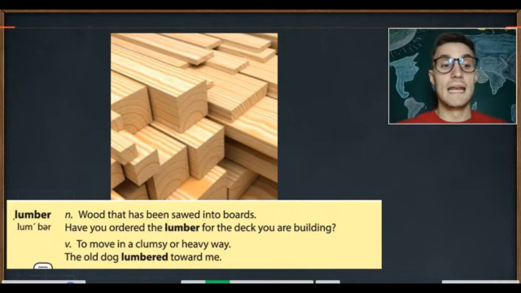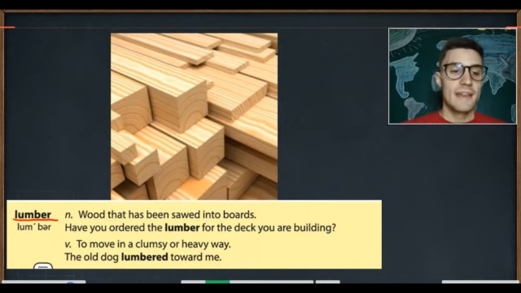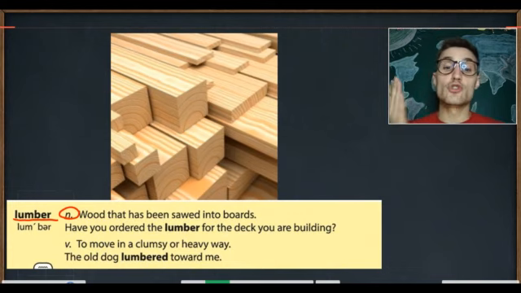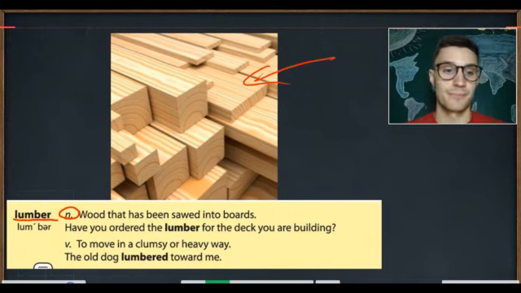Next, it's lumber. Lumber has a noun and verb meaning. The noun lumber is the name of wood that has been sawed into boards, like this. This is lumber. You have ordered the lumber for the deck you are building. Have you ordered the lumber for the deck you are building? Lumber.